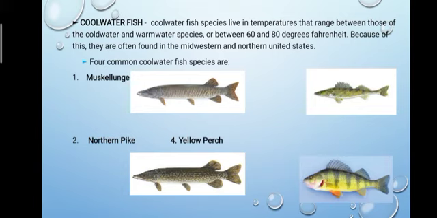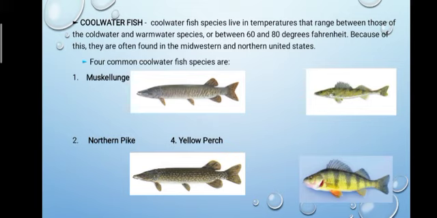The third common cold water fish species is the walleye. The walleye, also called the yellow pike or yellow pickerel, is a freshwater perciform fish native to most of Canada and to the northern United States. It is a North American close relative of the European zander, also known as the pike perch.